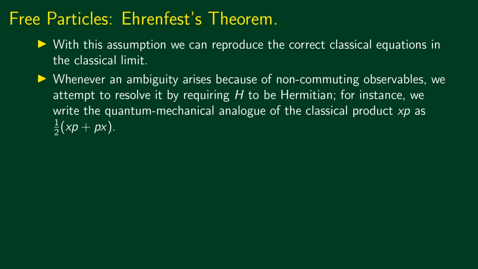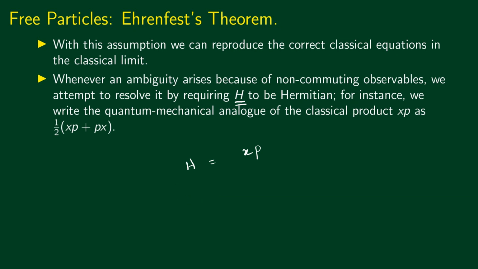Okay. Now, whenever an ambiguity arises because of non-commuting observables, we resolve this ambiguity by requiring that H has to be Hermitian. For example, suppose the classical mechanical Hamiltonian has the term XP in it. But if we include this term in the quantum mechanical Hamiltonian, suppose we take H equal to XP plus some other terms, then the Hamiltonian is no more Hermitian, right? Because H dagger would be P dagger X dagger, and X and P do not commute. So in general, H wouldn't be equal to H dagger.